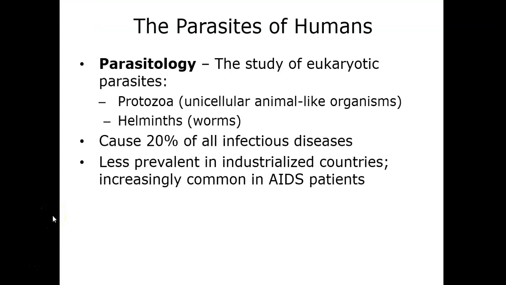Again, when we talk about parasitology, we're going to focus mainly on two categories of eukaryotes today: the protozoans, which are those unicellular-like organisms, and the helminths, or the parasitic worms. These two groups are responsible for about 20% of all infectious diseases. Obviously, in countries that are well developed, have treated drinking water sources, and have treatments and preventative measures for microbial diseases, these diseases are a lot less common.